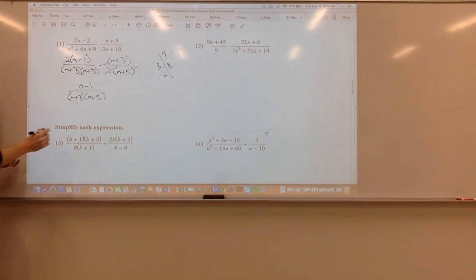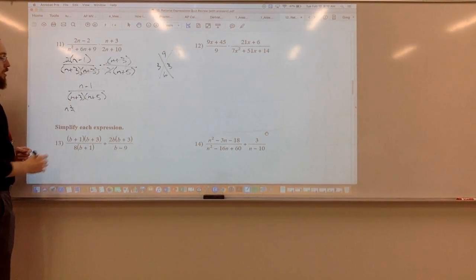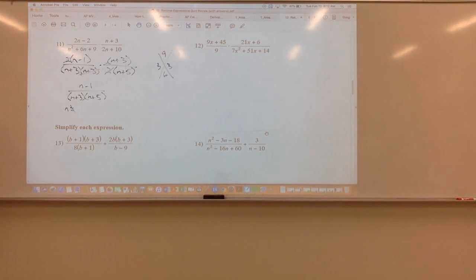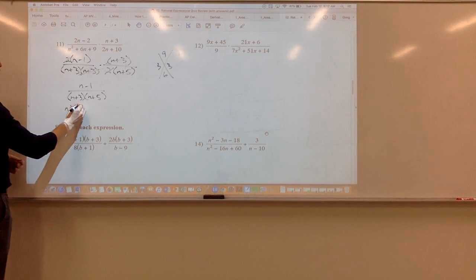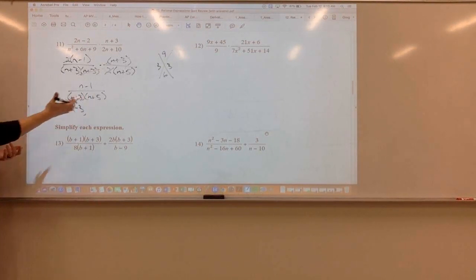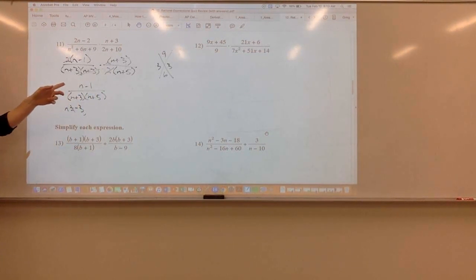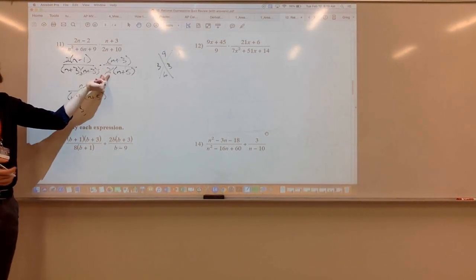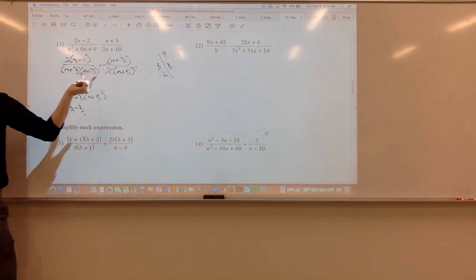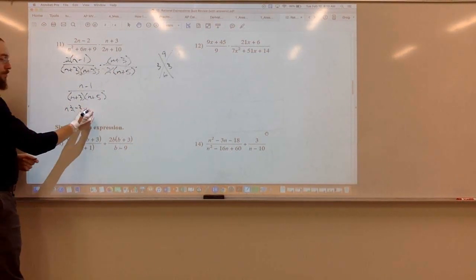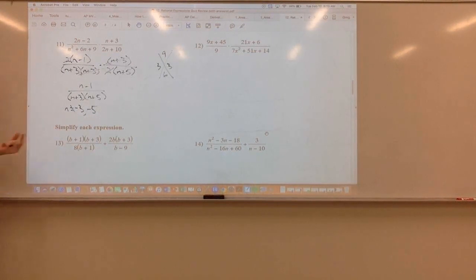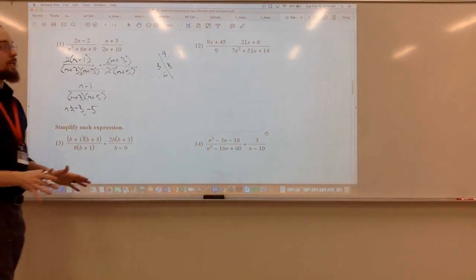Now, my restrictions. I want to look at all the factors before I cancel anything out. So up here, n plus 3, what value of n would make this equal to 0? Negative 3. This one is obviously the same. How about the 2? Do I get a restriction from the 2? No, right? Only when we have a variable. How about the n plus 5? Negative 5. So in this case, we only had 2 restrictions. Okay with that one?